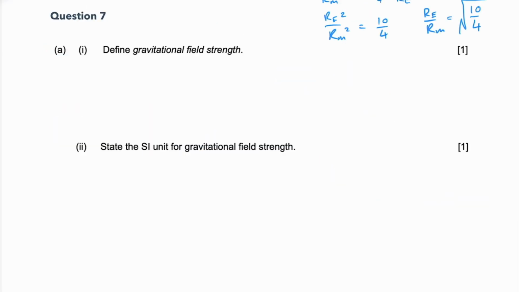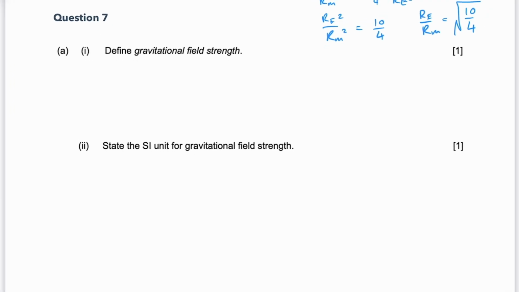Question 7. Define gravitational field strength. That's a nice easy mark. Gravitational field strength is the gravitational force per unit mass for a small test mass. And what that test mass means is it doesn't have a gravitational field strength of its own, or it has a negligible gravitational field strength.